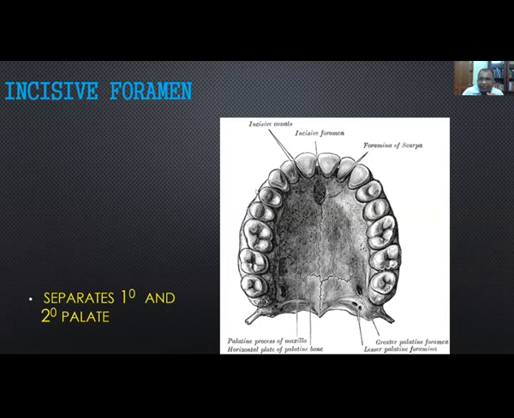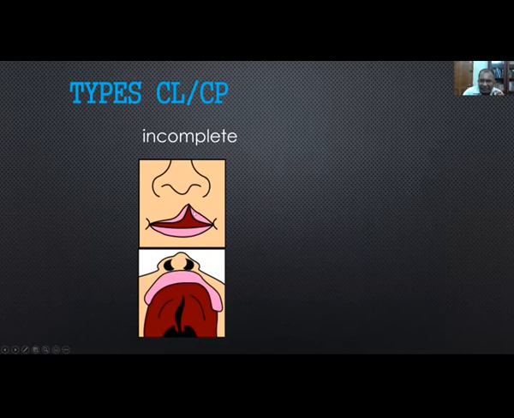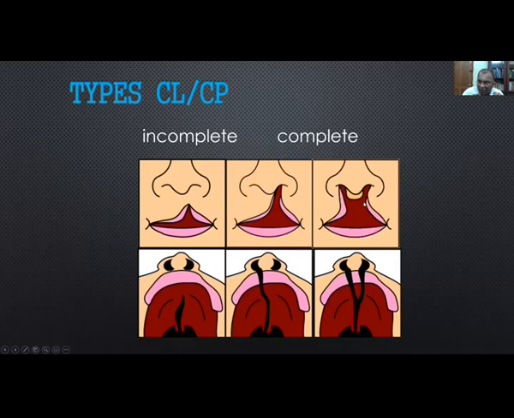Now the types. We have incomplete clefting, which can be a cleft of the lip or the palate, but the cleft does not extend up to the nose, the nostrils or the nares. While a complete cleft extends into the nose, it can be unilateral or bilateral. It can be unilateral palate or bilateral palatal clefting too. Reporting incomplete and complete clefting is important because it adds to the complexity of the corrective surgery later.